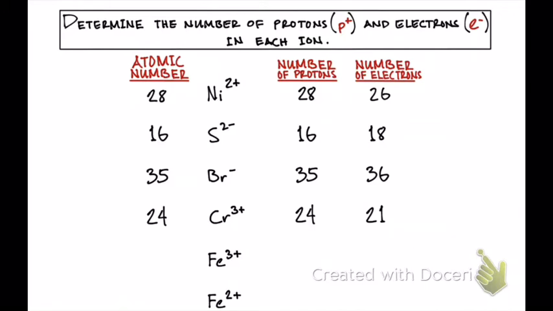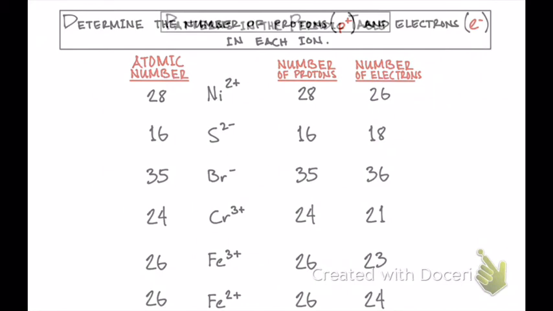And you can do the same thing for iron 3 plus and iron 2 plus. Both iron will have the same atomic number, and so they would have the same number of protons. All right, and the number of electrons would be subtract 3 from 26 and you get 23. And for number of electrons for iron 2 plus, subtract 2 and you get 24.